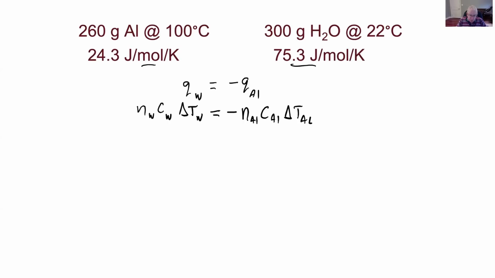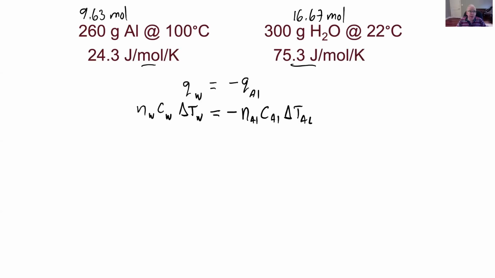The 260 grams of aluminum, if we look up the molar mass of aluminum, it's right about 27. It's a tiny bit less than 27. And so I happen to have notes over here that tell me that 260 grams of aluminum is 9.63 moles. 300 grams of water at roughly 18 grams per mole says that one is 16.67 moles, okay? And that's just a grams to moles conversion. It's been a while since you had to do one of those, but hopefully you still remember how, okay?